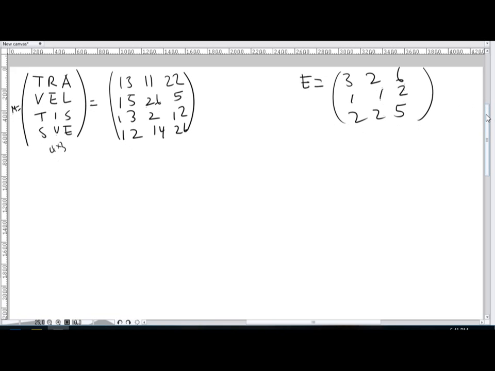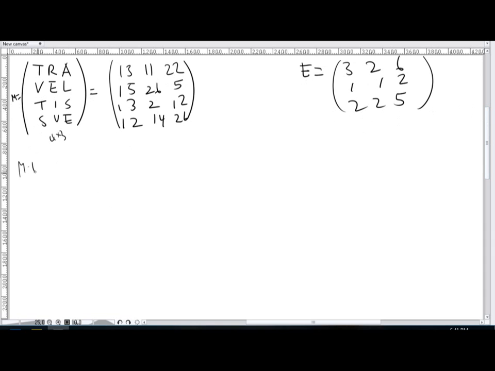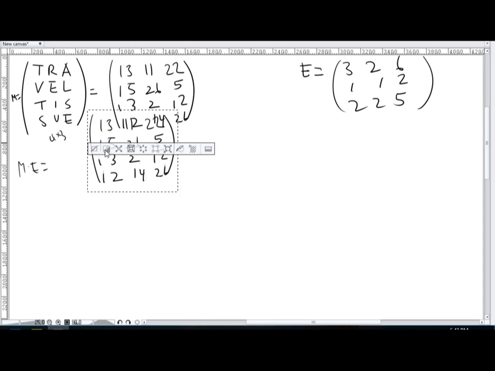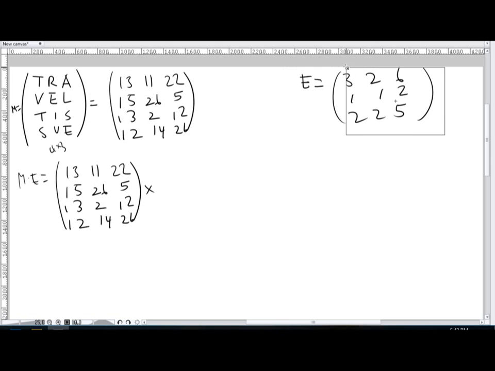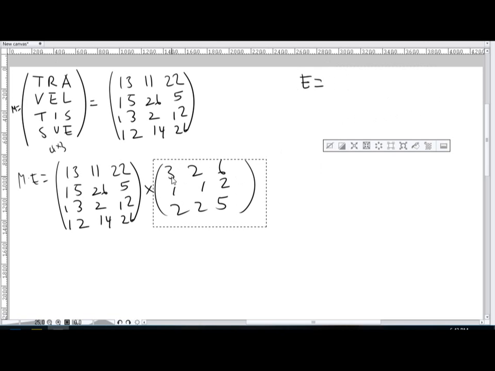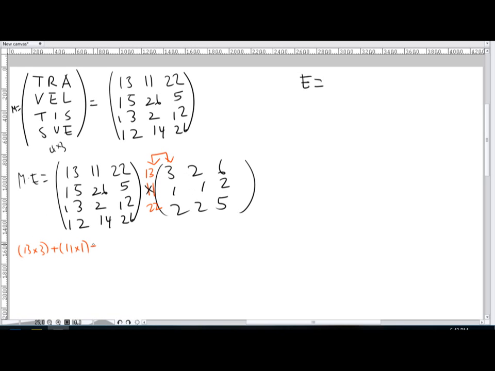Okay, so how I found C is easy. I just multiply M times E. So first you would grab the first row of M, you flip it around, and then you multiply it to the first column of the second matrix.